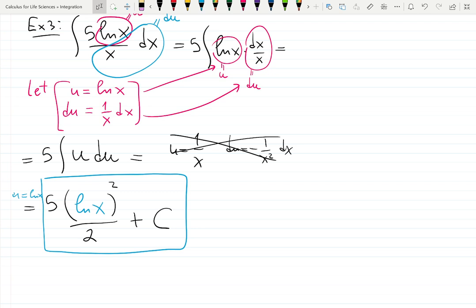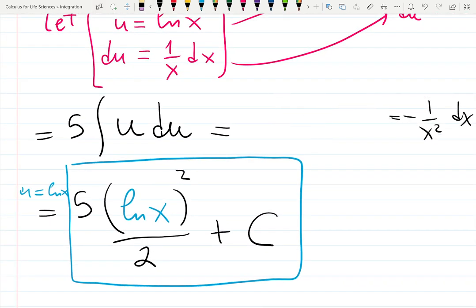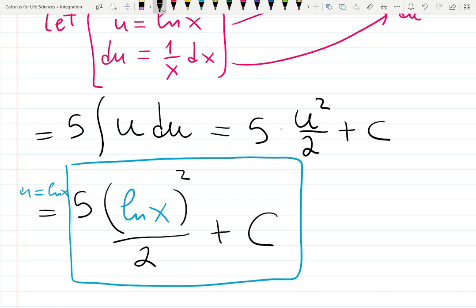Where did you get the square? Oh, the square. Yeah, that's why I was afraid if I should skip or not. Let's do it this way. I will not skip then. 5 integral u squared over 2, right? Oh, the integral. Yeah. That's why I was afraid to skip. Integral u squared over 2.